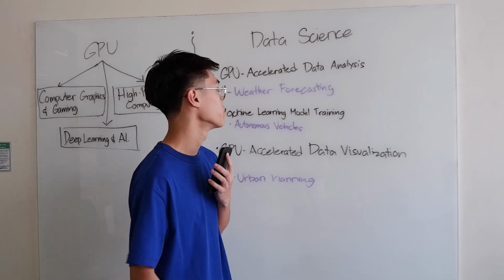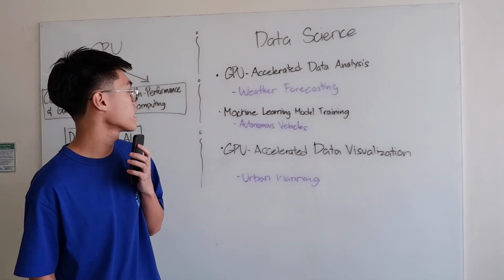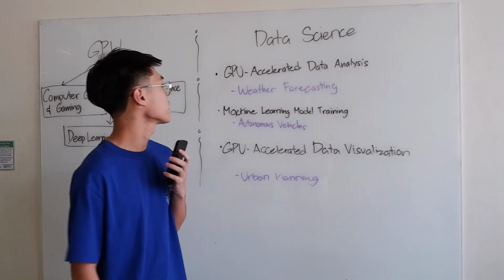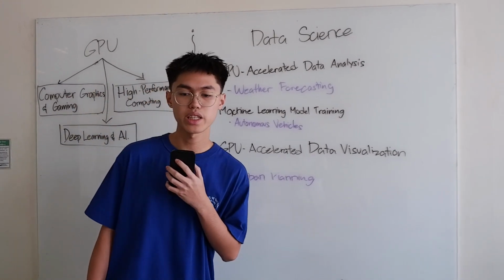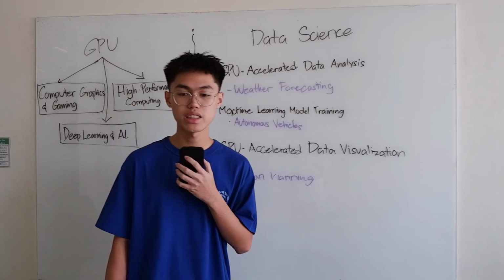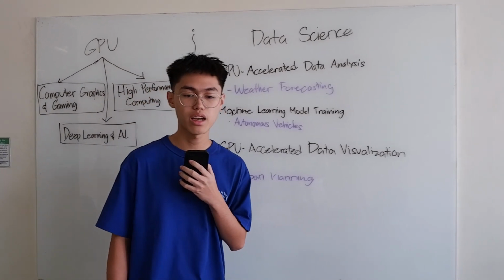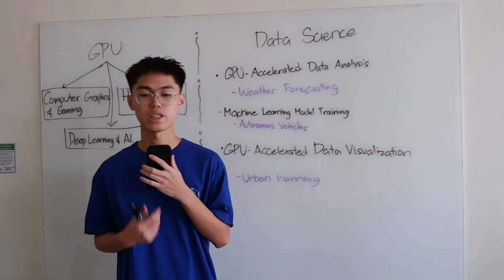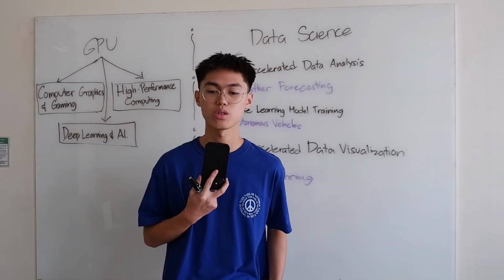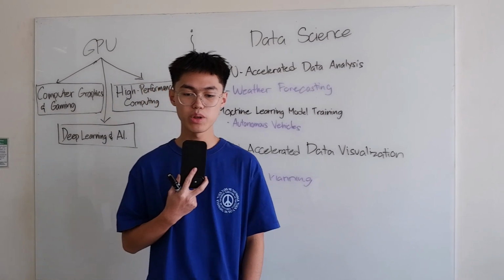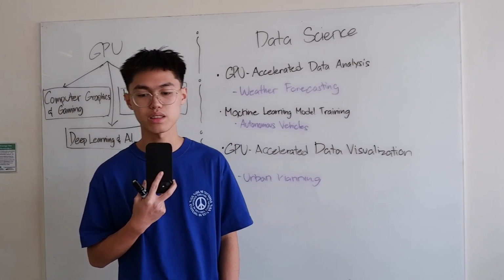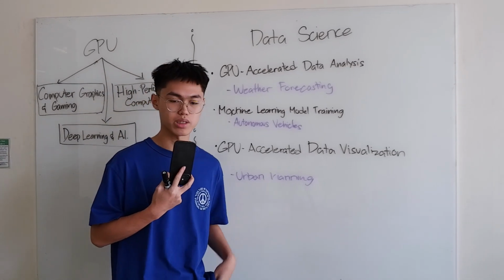So the first example would be GPU accelerated data analysis. GPUs can accelerate analysis tasks such as data cleaning, transformation, and visualization. For example, tools like RAPIDS, built on NVIDIA's CUDA platform, leverage GPU acceleration to significantly speed up data manipulation tasks in data pre-processing pipelines.